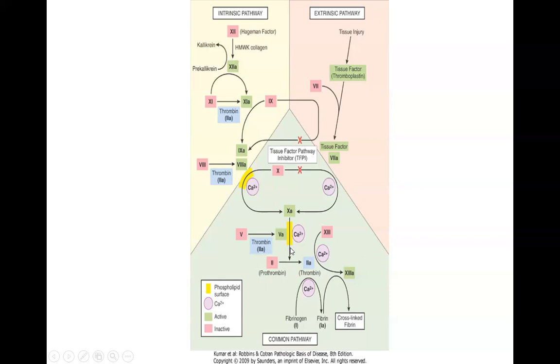That's concept number one. Concept number two is, you can see this yellow thingy. Do you see this yellow? This is the phospholipid surface. These steps require a phospholipid surface. So please remember these three concepts. Number one was release of tissue factor. Number two is calcium is required in a number of steps. And number three, platelets provide a phospholipid surface. So these three are the core concepts that you should know in relation to the formation of the fibrin plug.